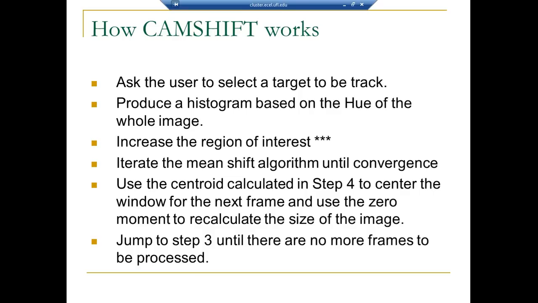Then it produces a histogram based on the hue of the whole image. Then it increases the region of interest. It iterates the MeanShift algorithm until it converges. In my algorithm, it converges when it reaches 1 pixel error. Then it uses the calculation in step 4 to produce a new size of the window, and then it jumps to step 4 to keep calculating the next frame until the video is over.